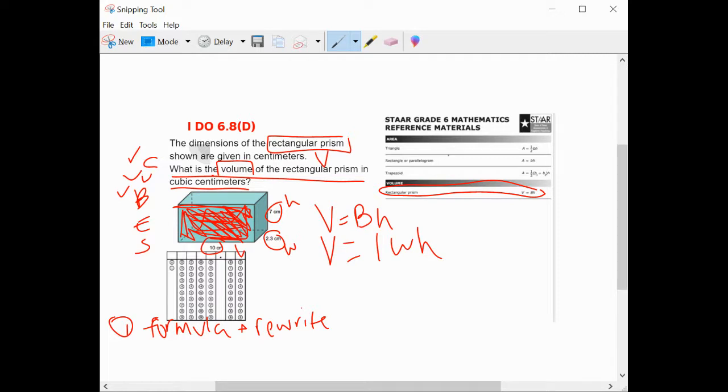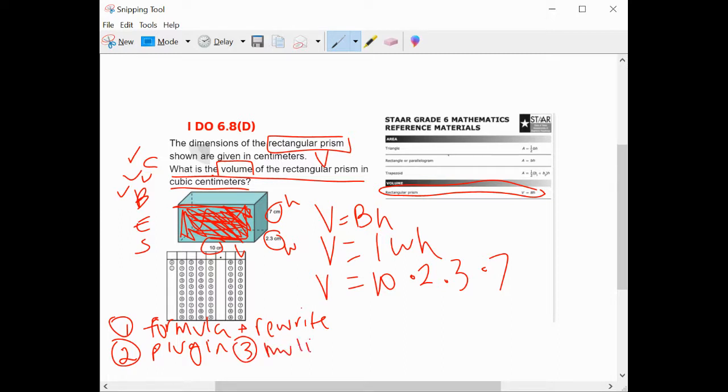Now I'm going to, second step, plug in everything. So I don't know what V is, so it's going to stay a variable. Now let's look at length. Length was 10 times, width is 2.3 times, height is 7. And of course, my third step, always for volume, is to multiply everything.